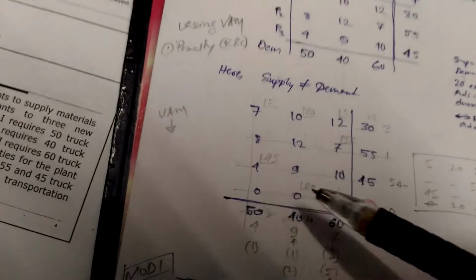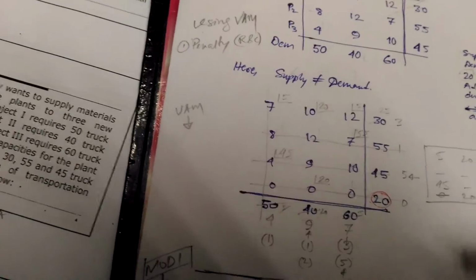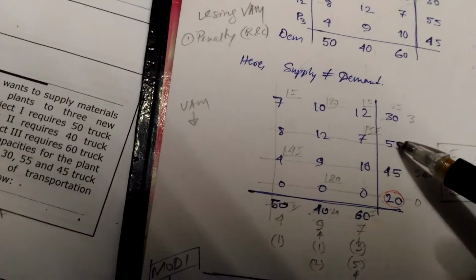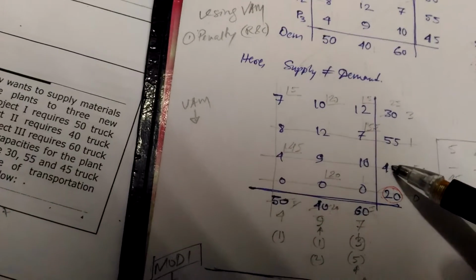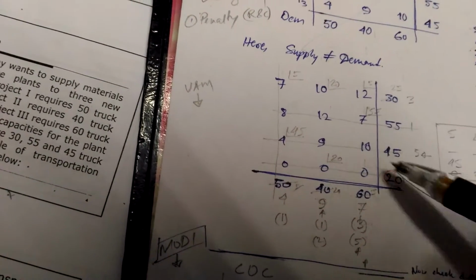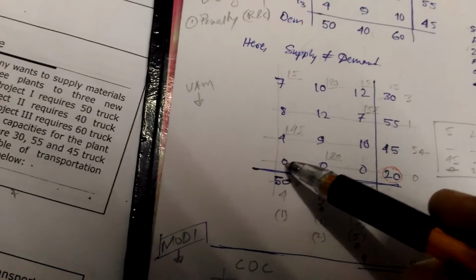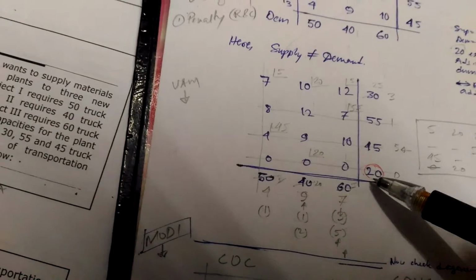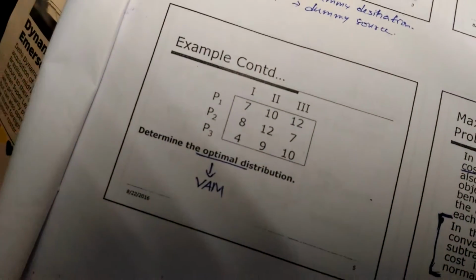In this table, we just add a dummy row here. Where to add the dummy should be a row or a column. Like in this case, this is 130. So we need to add 20 to make both of these equal. So we have added a dummy row, and here we have added 20 excess in the supply. Now the question is, determine the optimal distribution.